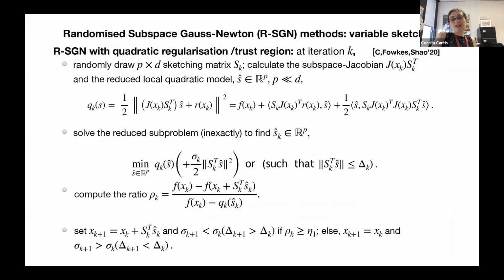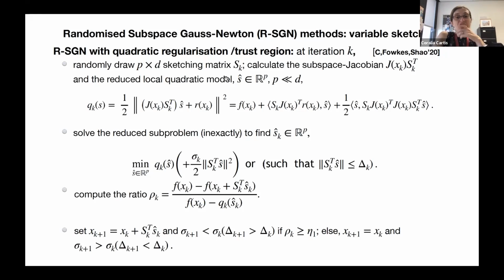Okay, so I've talked about how to sketch in the observational domain. So sketch Gauss-Newton in the observational domain. Now, how about if I want to sketch in the variable domain? Okay, so now I want to reduce the size of X. So I keep the same number of observations and we reduce the size of the variables. So we get a randomized subspace method.